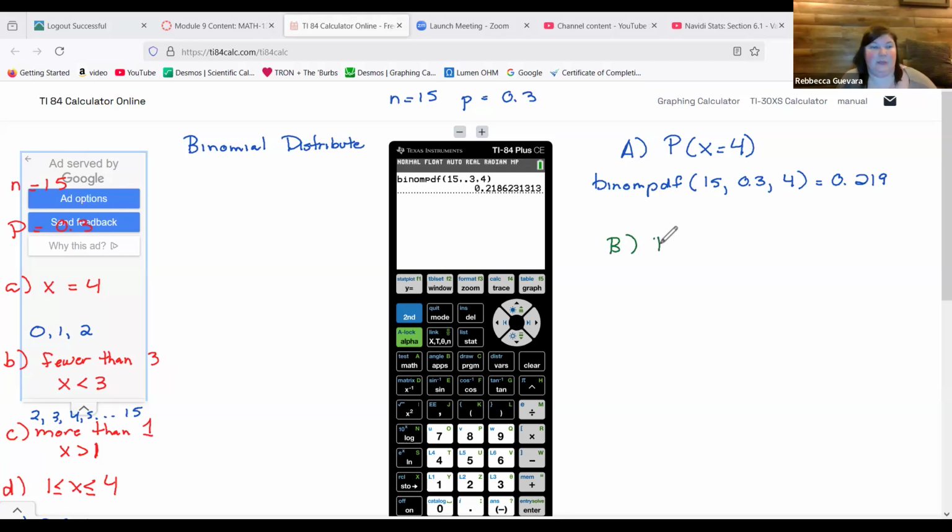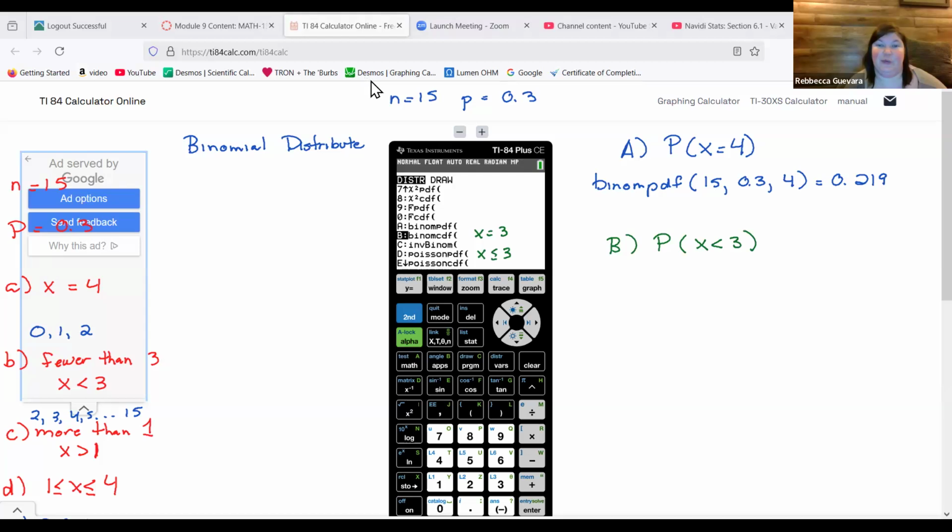So B was the probability that we had fewer than 3 people use Pinterest. So X has to be less than 3. As a reminder, let's go second distributions, way down here. Remember, binom PDF is if we're looking for exactly one value. Binom CDF is if we're looking for values less than that number, less than or equal to. So if I said X was 3 here, it would look for X is less than or equal to 3.